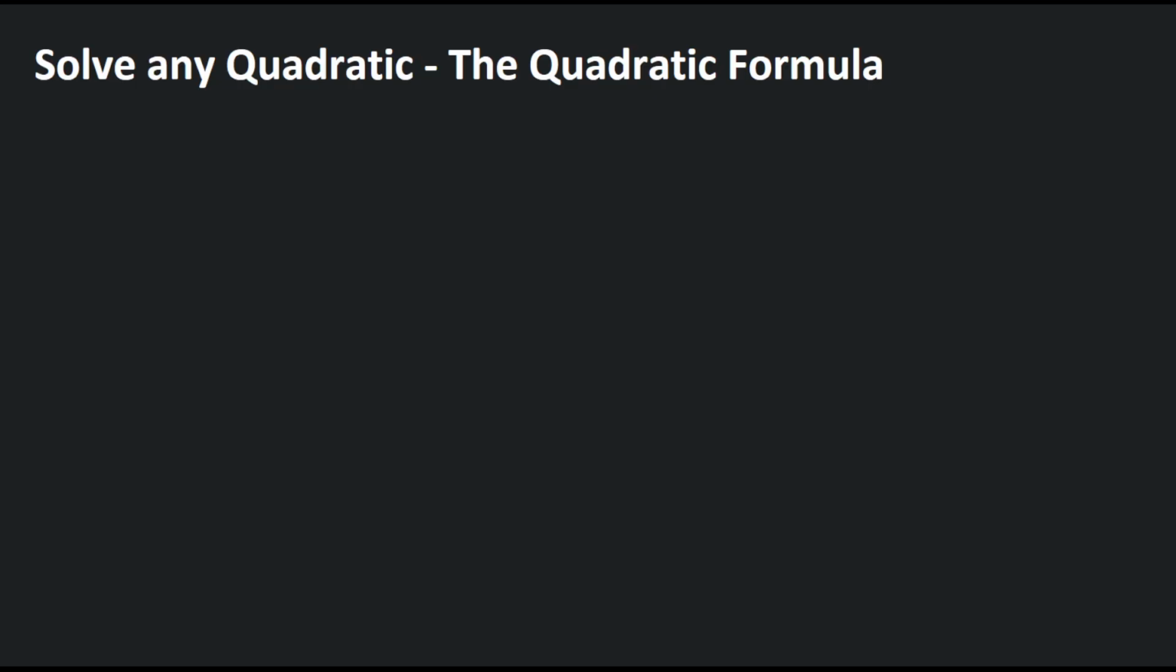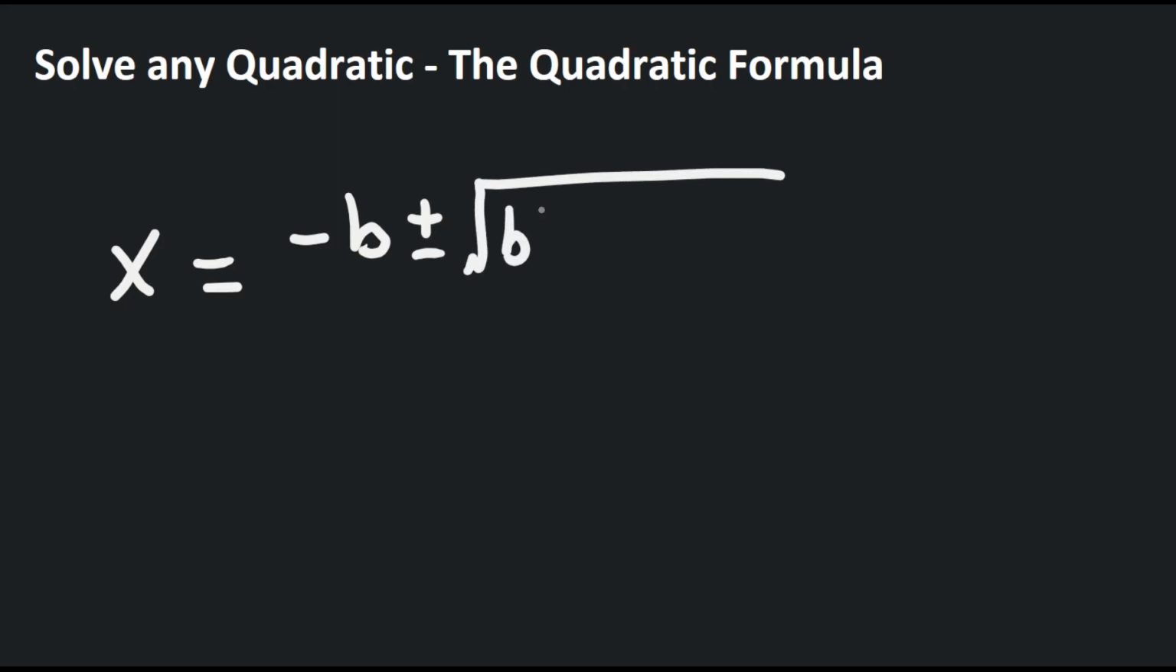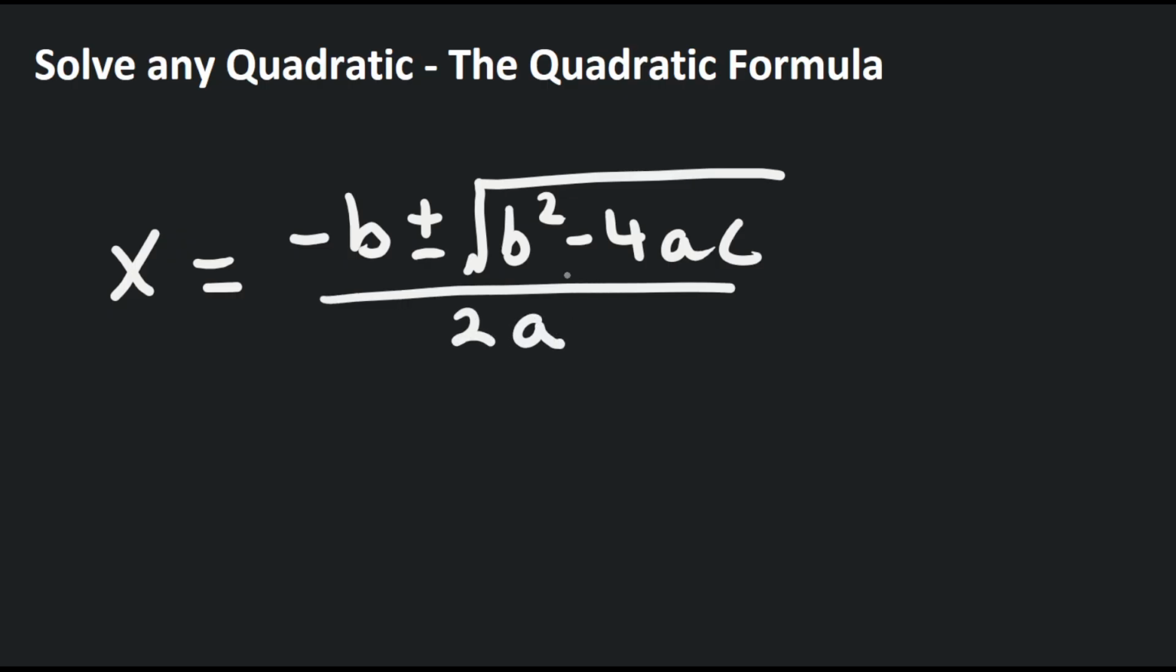So for any quadratic formula, what we're trying to find is x. That is the variable that we try to solve for in any quadratic equation. And the quadratic formula to solve for x in those quadratic equations is x equals negative b plus minus the square root of b squared minus 4ac over 2a. And that's the quadratic formula. So let's go ahead and test it out.